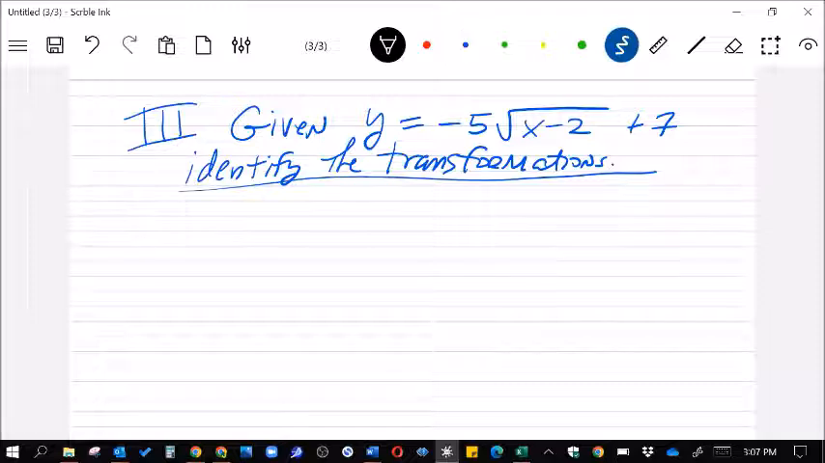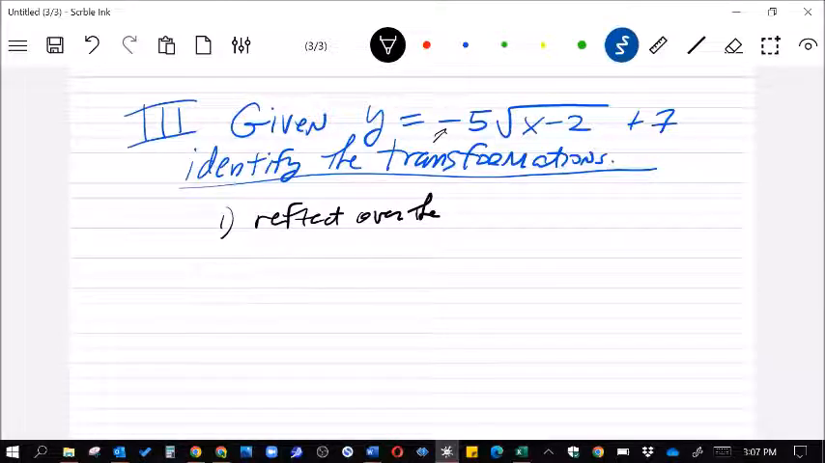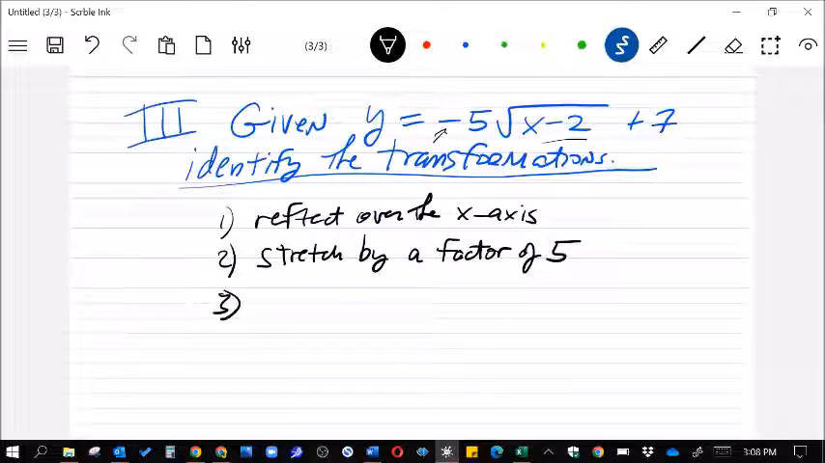The order of these doesn't really matter. Let's just start off with the first thing that we see. So we see here a negative, so it means it's going to reflect over the x-axis. We often do that last, but I'm just going to go in order of these. 5 means a stretch by a factor of 5, because it's multiplying, and a factor is something you multiply with. Factor of 5.